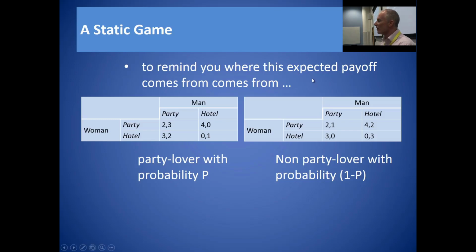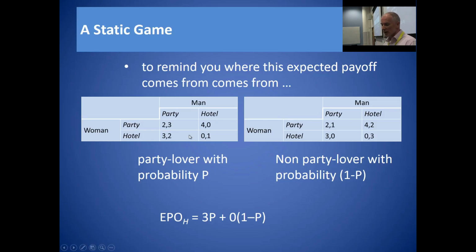But we said that the man will be a party lover with a probability of P. Therefore, this game is played with a probability of P. And by extension, this game is played the rest of the time. This is when the man is not a party lover, and that happens with a probability of 1 minus P. So, what were we looking at? We were looking at the expected payoff for the woman if she goes to the hotel.